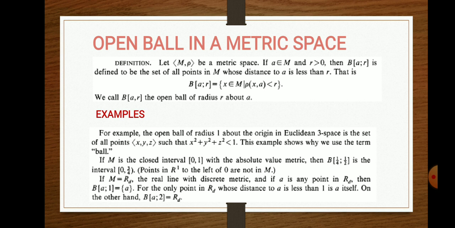The next example is R with the discrete metric. You choose any point in R with the discrete metric, let it be a. Then the open ball with center a and radius 1 is equal to the singleton {a}. And the open ball with center a and radius greater than or equal to 1 is the whole metric space. For example, B of a with radius 2 is equal to R with the discrete metric. You get the whole metric space as an open ball.